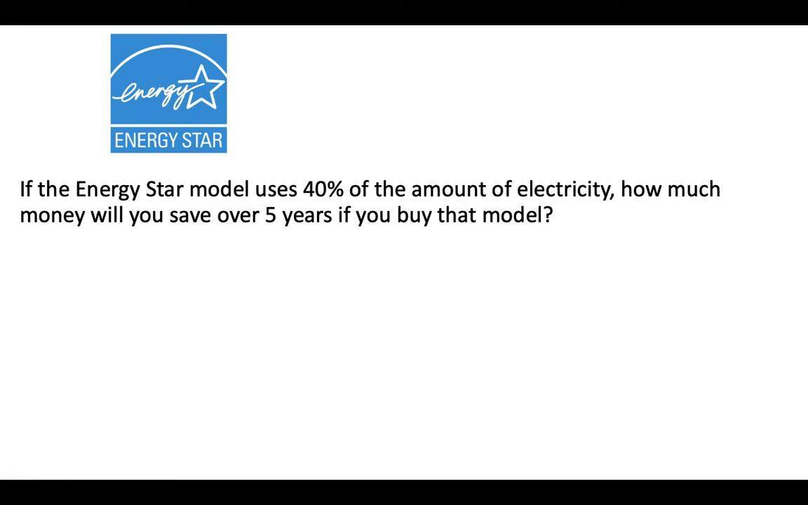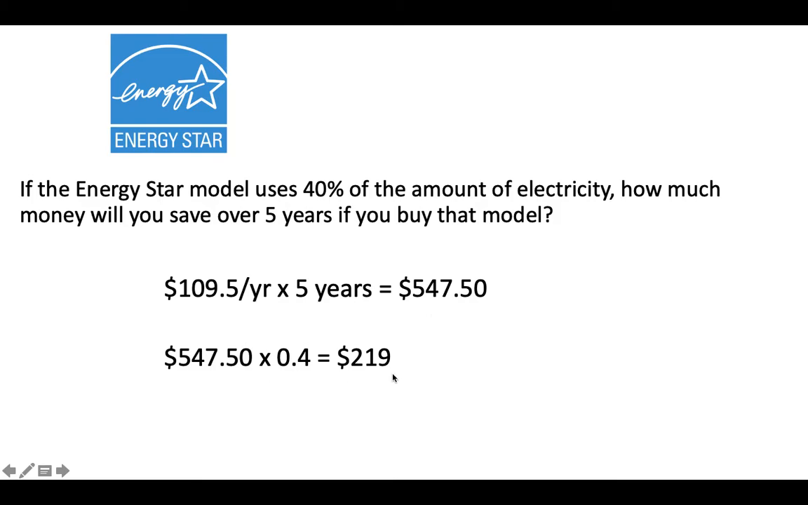Okay, so let's now look at the Energy Star model of that television, which uses 40% of the amount of electricity as the regular one. So how much money are you going to save over 5 years if you buy the Energy Star model? Well, over 5 years, a regular model is going to cost us $547.50, and 40% of that is $219. So we are going to save that difference. $547.50 minus $219 saves us $328.50 over 5 years.